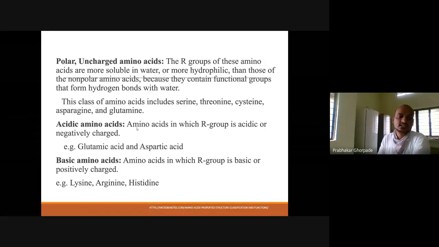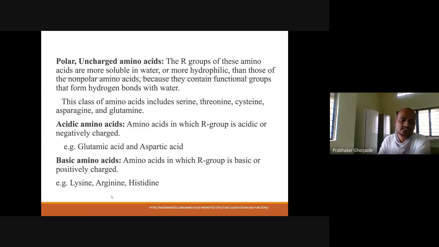Acidic amino acids are those in which the R group is acidic or negatively charged. These are glutamic acid and aspartic acid, the 5-carbon acid and the 4-carbon acid. Glutamic acid and aspartic acid have an extra COOH group. The extra carboxyl group is present in these amino acids, and that is why we call them acidic amino acids.